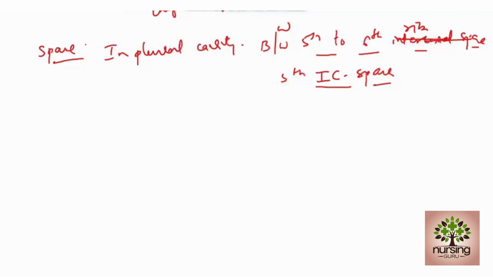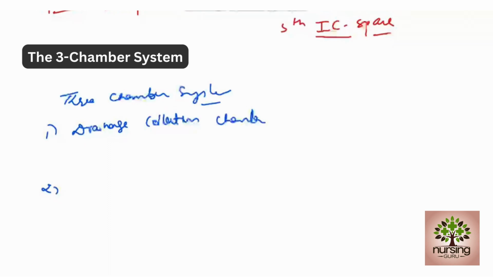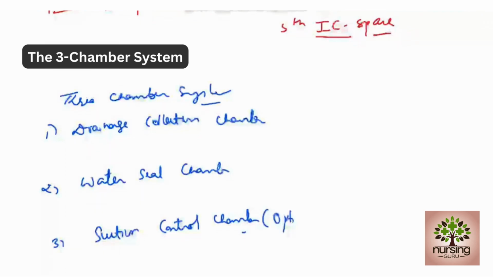Next, we will see how chest drainage is done. For draining the chest, or for draining the pleural cavity, we commonly use a 3-chamber system. As the name suggests, it consists of 3 chambers, namely: first, the drainage collection chamber. Second, the water seal chamber. And third, the suction control chamber. This is an optional one. We may use the suction control chamber or we may not.